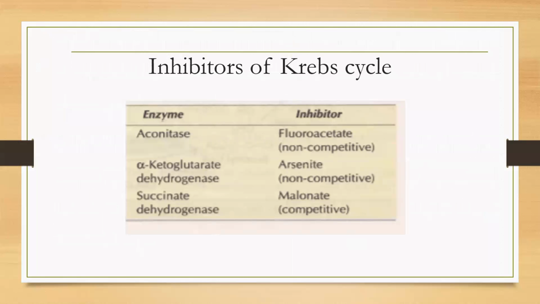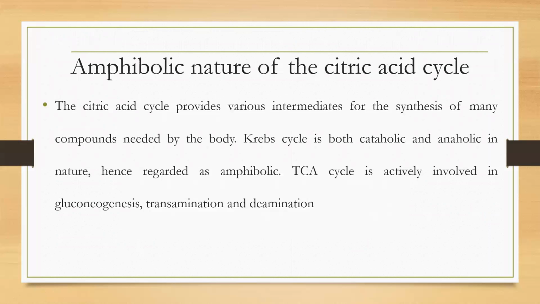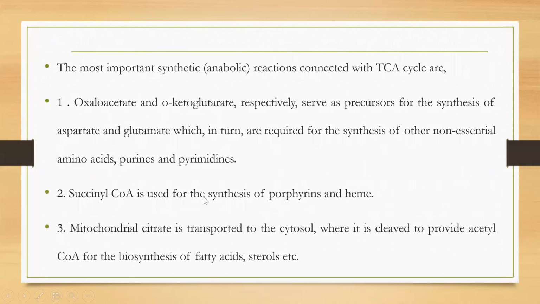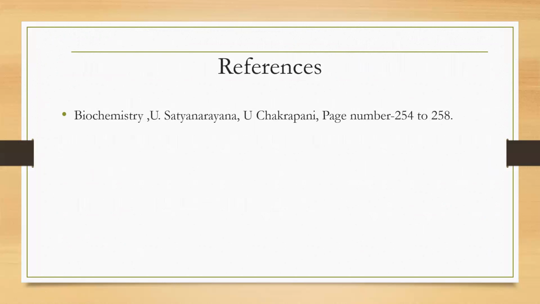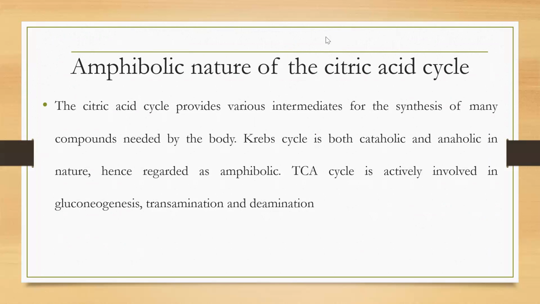These are the inhibitors of the Krebs cycle. Now, the important point here is that the Krebs cycle is amphibolic in nature. Why is it amphibolic? Because here both catabolic and anabolic pathways occur in the Krebs cycle, and that's why it is called amphibolic in nature. The Krebs cycle is amphibolic in nature. So this is all about the Krebs cycle.